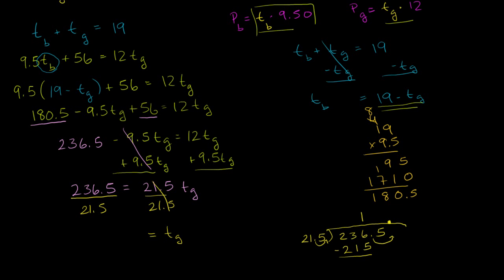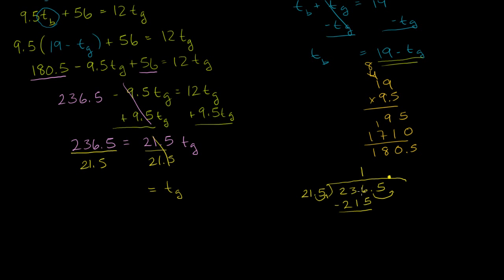This problem is hairier than I thought it would be. So 36 minus 15 is 21. Bring down the 5. And lucky for us, that's pretty straightforward. 215 goes into 215 one time. 1 times 215 is 215. Subtract, you get no remainder. So the time at the grocery store is 11 hours.